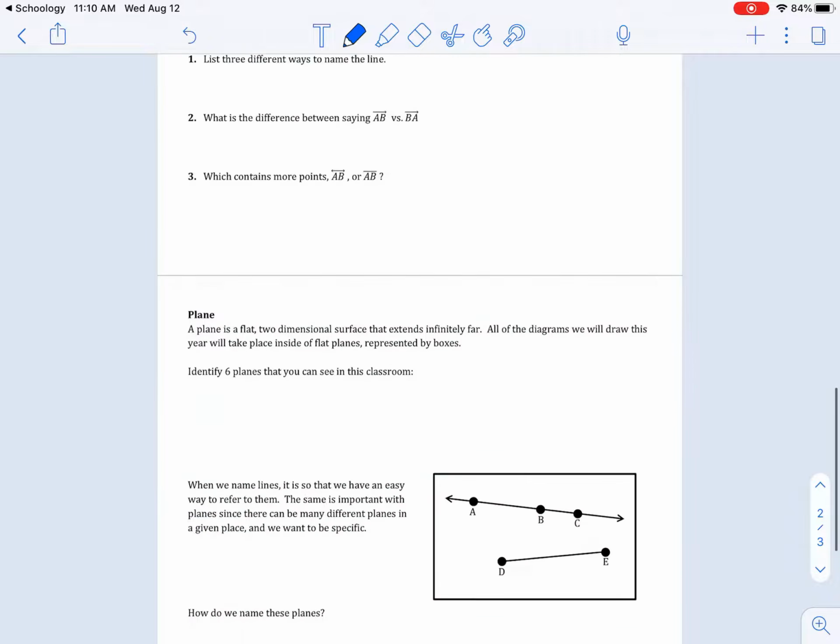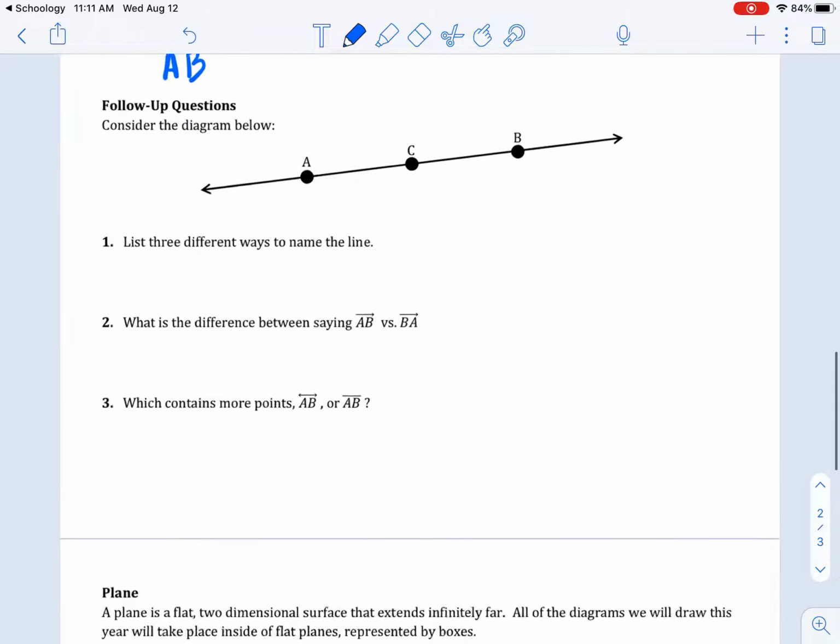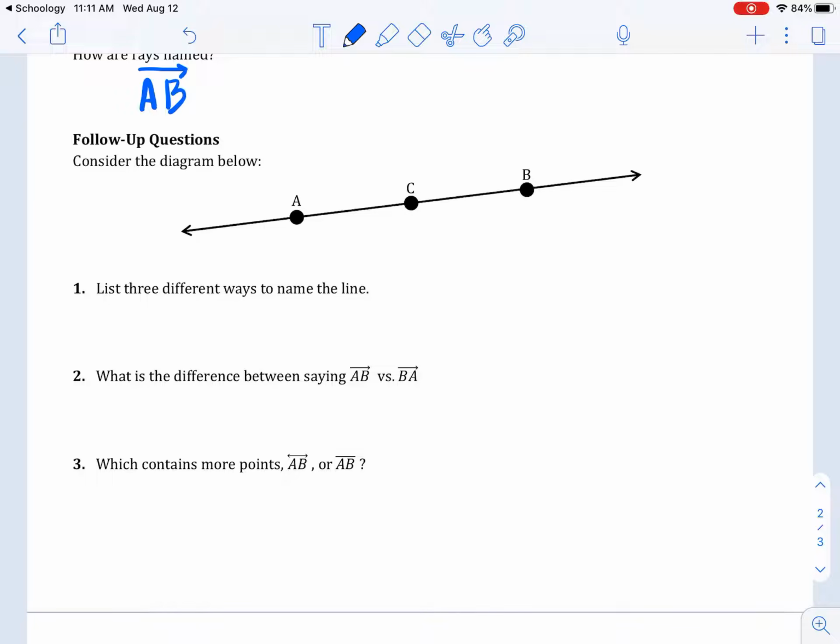So speaking of those, let's actually try a few before we move on to our other vocabulary. So here we have a diagram. It says, consider the diagram below. List 3 ways to name the line. So go ahead and pause your video, and I want you to try at least 3 ways to name that line. Now, I will tell you there are 6 ways. You don't have to do all 6. Go ahead and pause, come back.